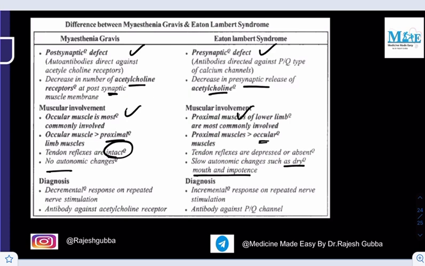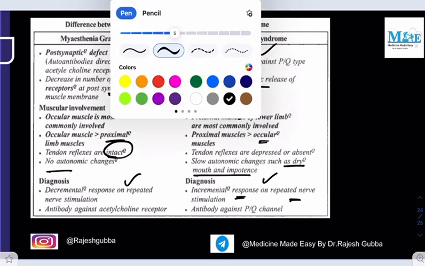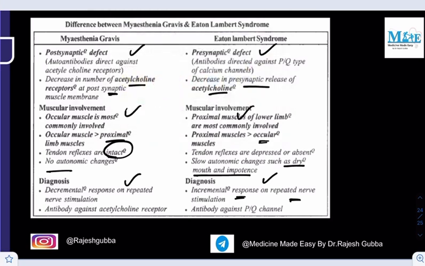And how will you diagnose myasthenia? Single fiber electromyography is the one having the highest sensitivity. Whereas in Lambert-Eaton myasthenic syndrome, you will have incremental response on high frequency repetitive nerve stimulation test. That is the investigation in case of Lambert-Eaton myasthenic syndrome. And if you see the tumor, myasthenia gravis is usually associated with thymomas, whereas Lambert-Eaton myasthenic syndrome is usually associated with oat cell carcinoma, which is nothing but small cell carcinoma.